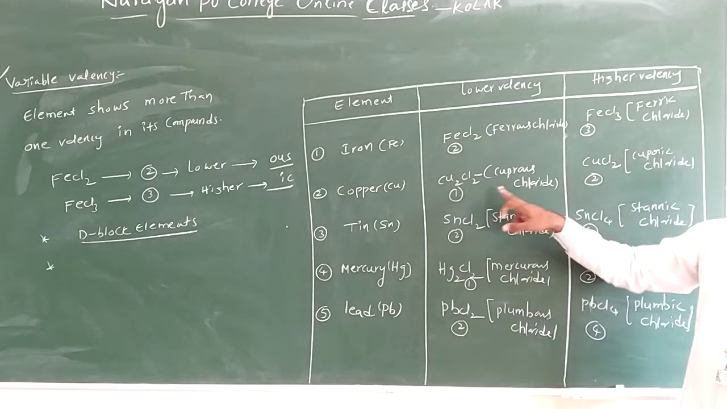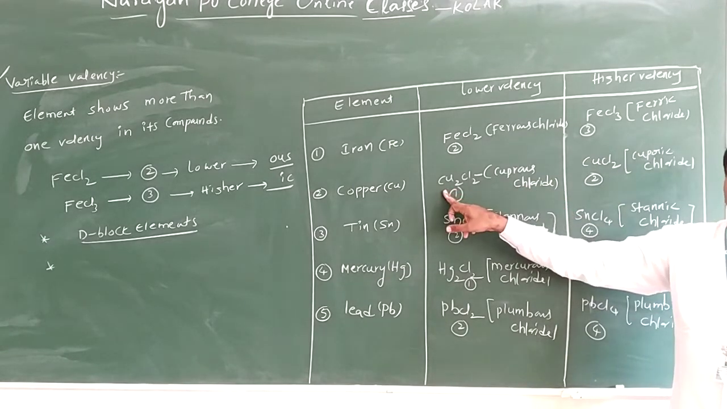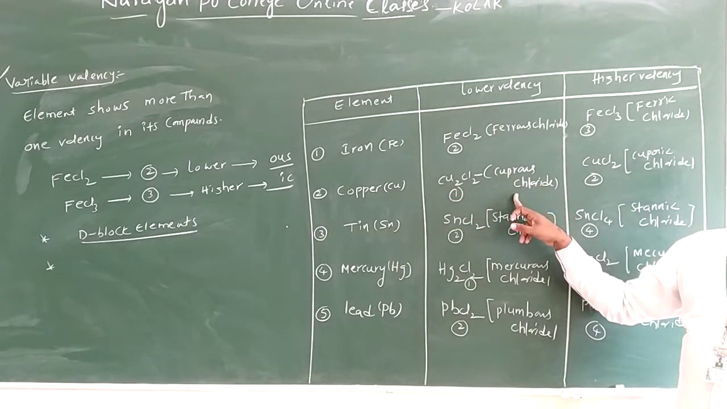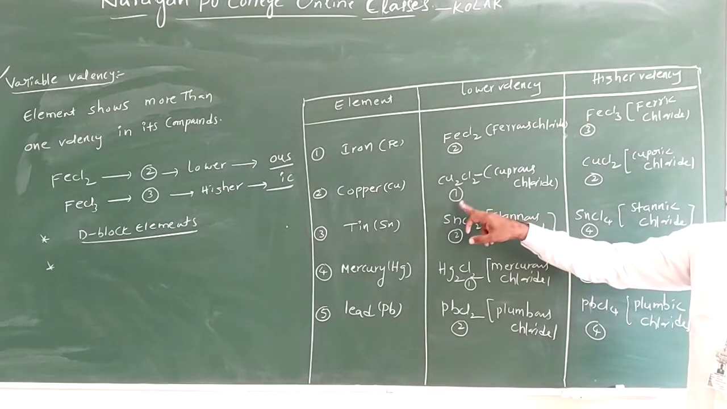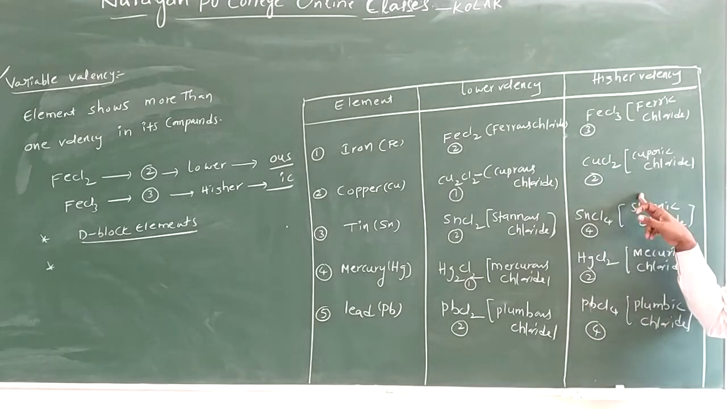Cuprous chloride. 2 copper atoms combined with 2 chlorine atoms. So what is the combining capacity of each copper? It is 1 only. It is lower valency. CuCl2. Copper combined with 2 chlorine. So valence is how much here?